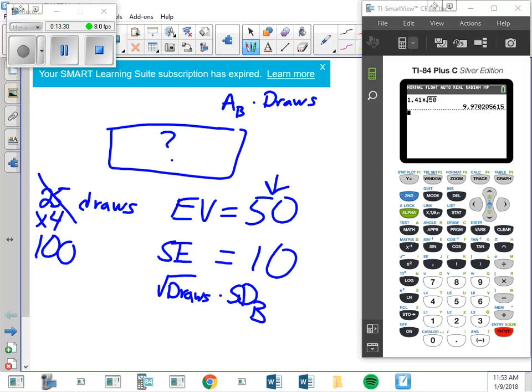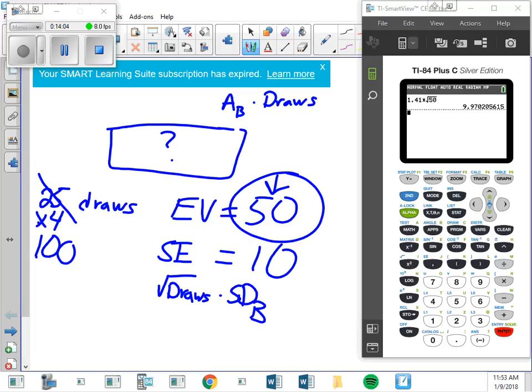What happened to my draws? I multiplied them by 4. So what will happen to the expected value? So if I draw 4 times more, what's going to happen to this number? Times that by 4. Does it ask for expected value? If possible, find the expected value. Okay. So the new expected value is going to be 200.